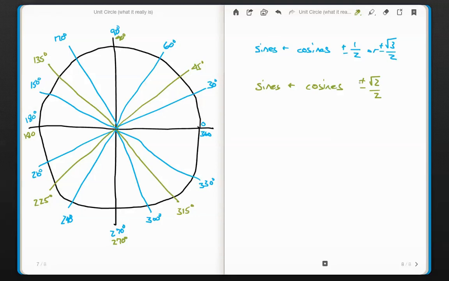I hope you never have to memorize the unit circle. You just understand kind of where stuff is, what stuff is, long side, short side, positive or negative.